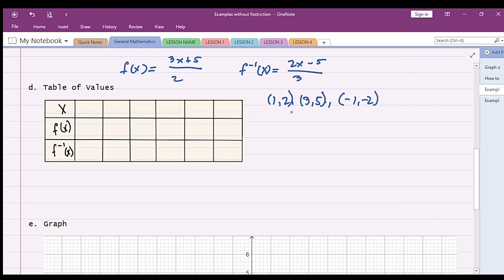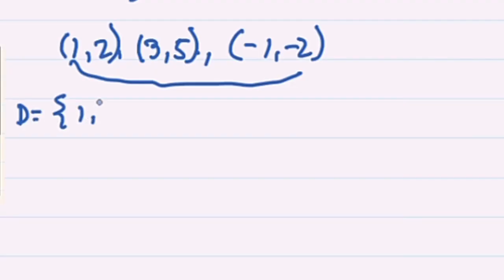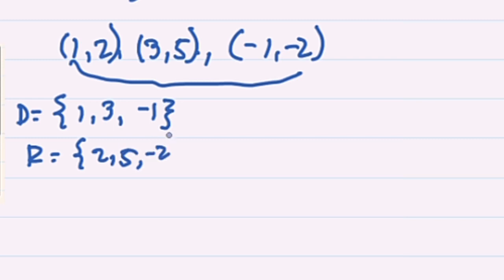Etong mga set of ordered pairs na to, our domain is the set 1, 3, negative 1. And also our range is 2, 5, and negative 2. Yan yung range natin. And how about the domain of the inverse? How about hanapin natin yung domain ng inverse?